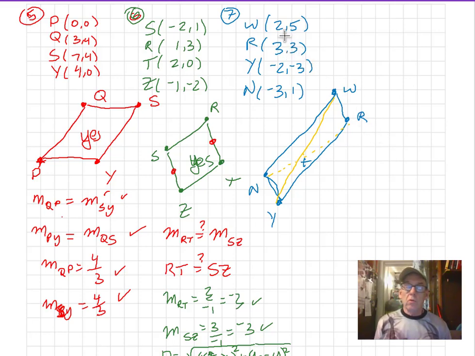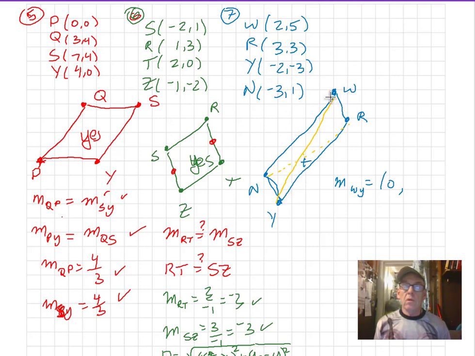So W to Y: 2 plus -2 is 0. 0 divided by 2 is 0. So the midpoint of WY in the x's is going to be 0. And do the same thing for the y's. Add the y's and take the average.